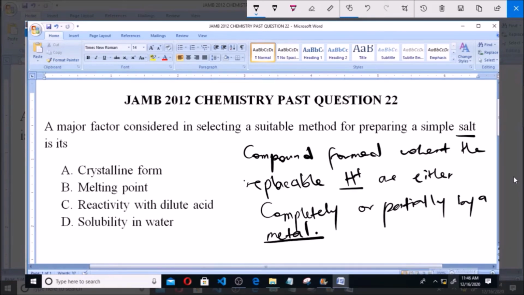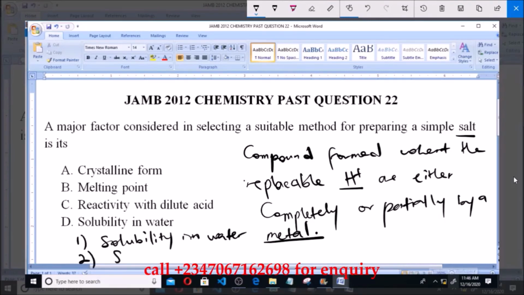Now there are various types of salts, ranging from the acid salt, the base salt, the double salt, and complex salt, and all these salts are actually prepared in the laboratory. The method for preparing these salts depends on two factors. Number one is the solubility in water. And number two is its stability to heat.